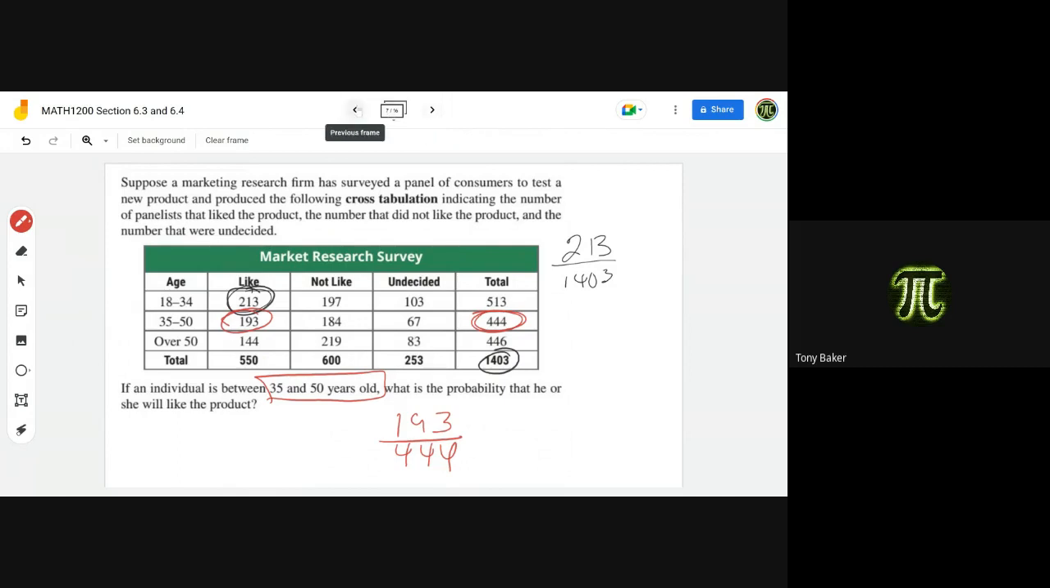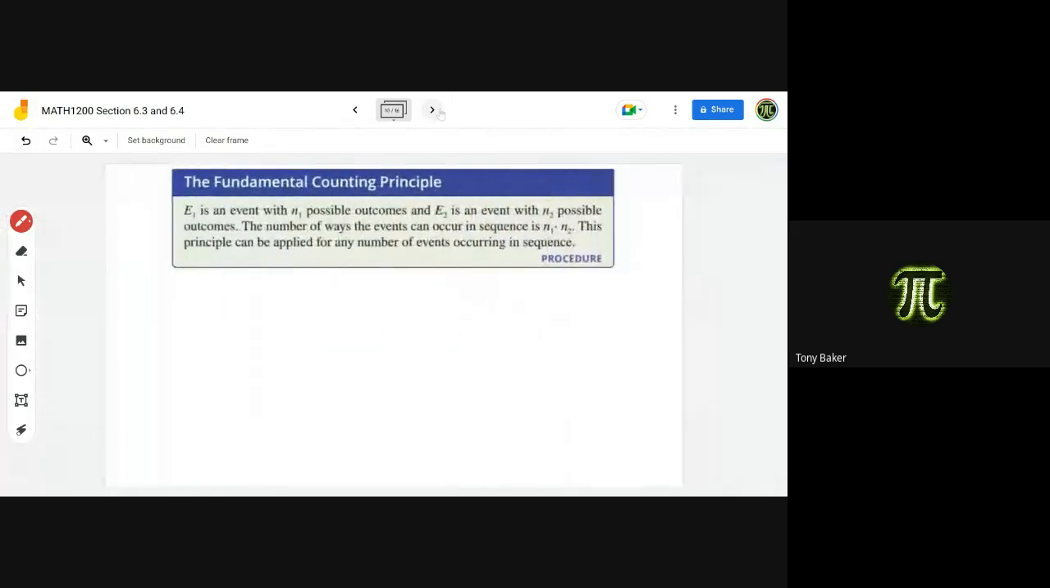All right. Any questions on these? Let's do a problem. Actually, not going to do that problem yet. I'm going to get to that one.